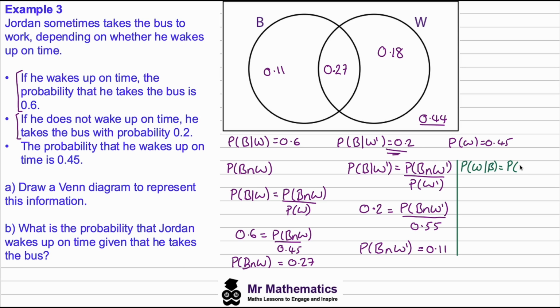This will be W intersecting with B over the probability of B. W intersecting with B is 0.27. The probability of B will be the sum of 0.11 and 0.27, so 0.38. So the probability that he wakes up on time, given that he got the bus, was 27 over 38.